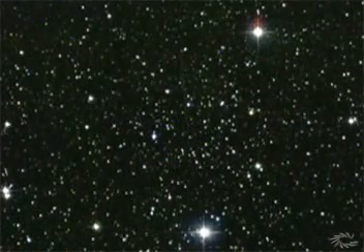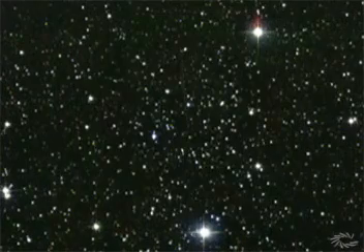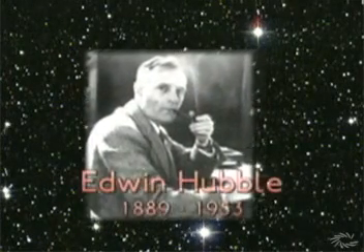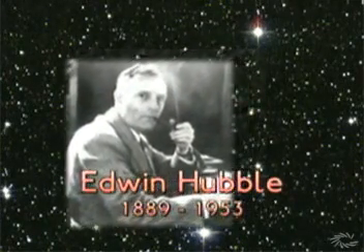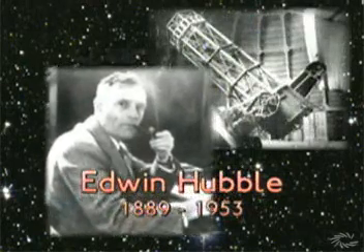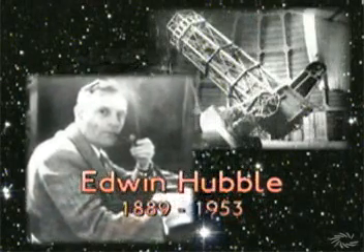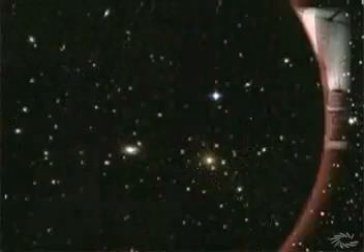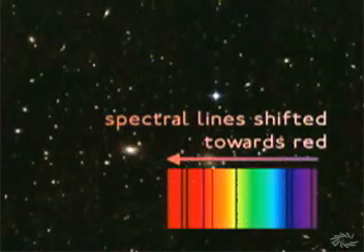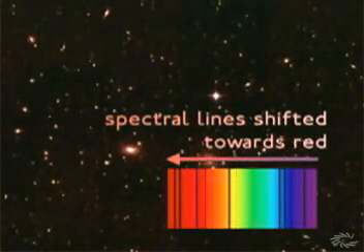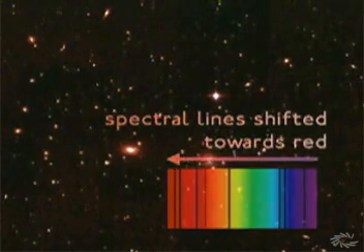Light rays also exhibit the Doppler effect. In the 1920s, an American astronomer named Edwin Hubble observed that the colors of the stars in other galaxies were similar to those in our own, but with one big exception. The colors were all shifted a little towards the red end of the color spectrum.